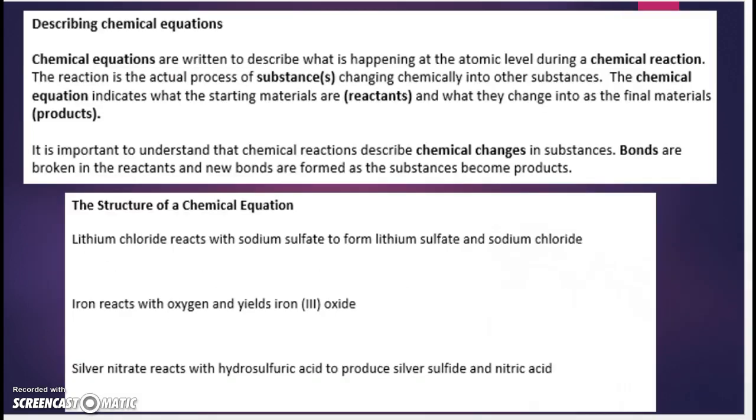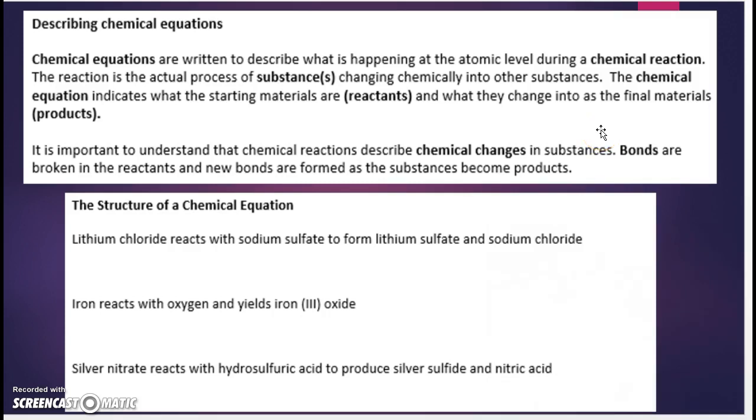So in terms of describing chemical equations, basically chemical equations tell the reaction that's happening. You have the reactants, which are the stuff on the left, or the beginning side of the arrow, and then you have the products, which are the materials that are the result of the reaction. So it's really important to know that all of these chemical reactions deal with chemical changes in substances. So bonds are broken in the reactants and new bonds are formed as substances become products.